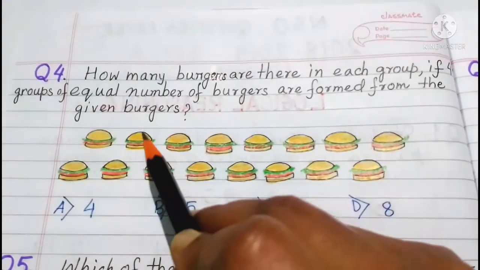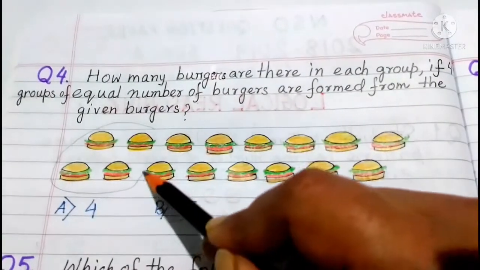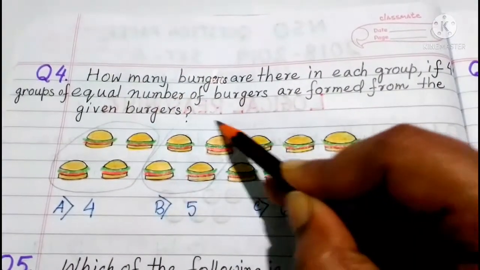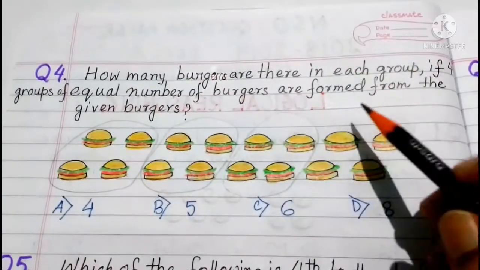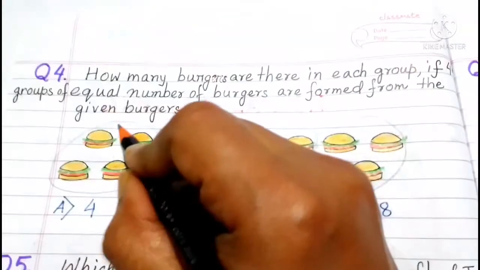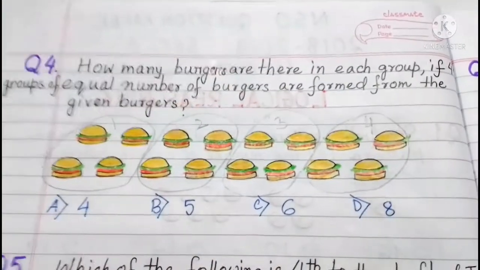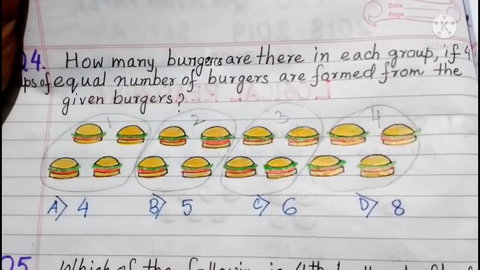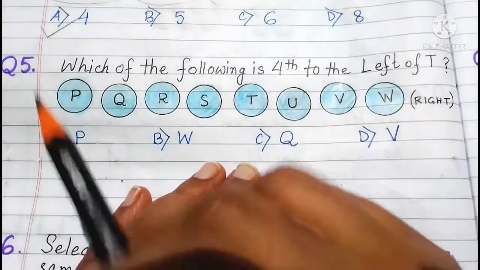So let's start grouping. So counting in groups. Say one group, okay, then second group, third group, and at last fourth group. So 1, 2, 3 and 4. Altogether there are 4 groups made out of these 16 burgers. So the answer will be 4. Coming to question number 5.